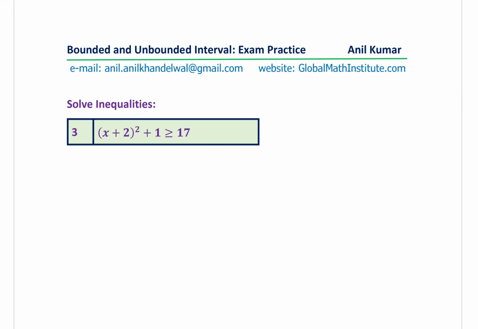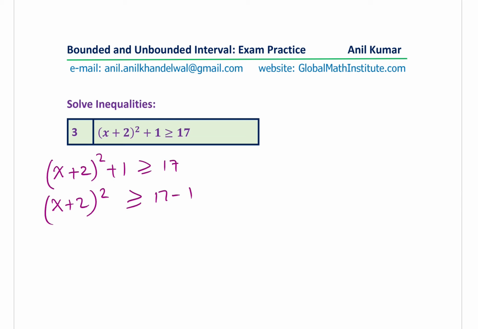Next one is related with square. Now in square also, it's kind of an absolute function. When we get to it, you will understand. So let's try to simplify this inequality, which is x plus 2 whole square plus 1 is greater than or equal to 17. Let's take 1 to the other side. So we could write this as x plus 2 whole square is greater than or equal to 17 minus 1. Or we have x plus 2 whole square is greater than or equal to 16. And now we'll do square root. So the next step here is to take the square root of both sides.